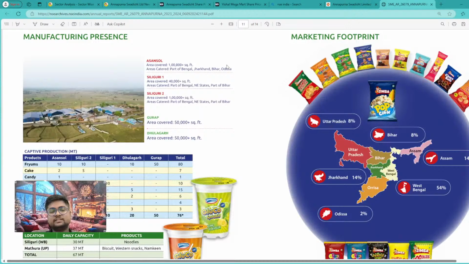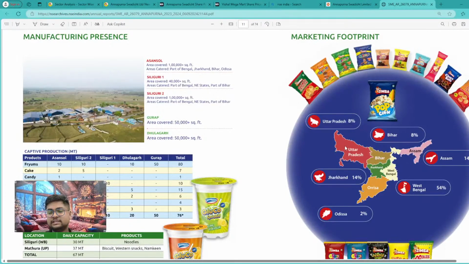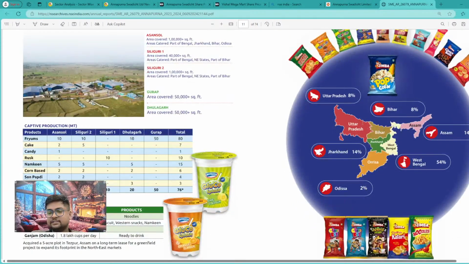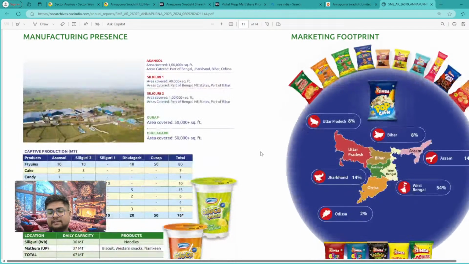If you talk about manufacturing presence, it has two manufacturing units in Siliguri and one in Asansol. If you look at the marketing footprint, it is in Uttar Pradesh, Bihar, Jharkhand, West Bengal, and Orissa. So mostly they are dealing in Uttar Pradesh, Bihar, Jharkhand, Orissa, West Bengal, and Assam. These are the manufacturing units and distribution for the marketing it has for Annapurna.